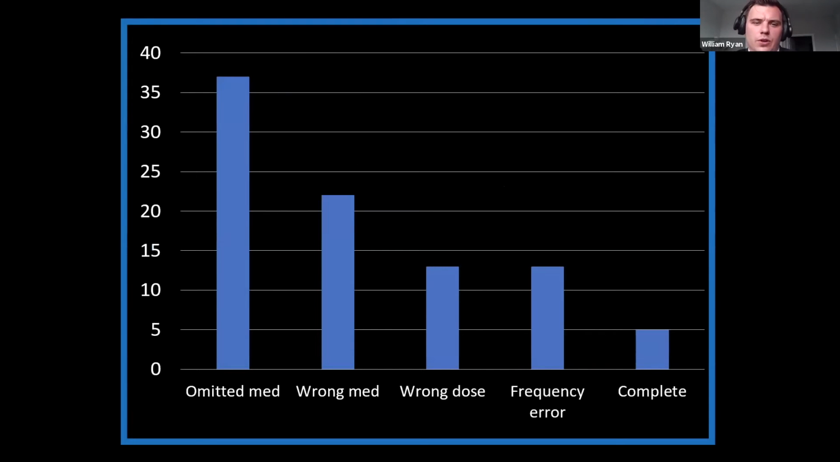And this is just a figure showing the data that I previously mentioned. As you can see, the two types of errors that we found were the highest for the omitted medications and the wrong medications, which is what we labeled as the major errors. As you can see from this figure, the major errors actually constitute the majority of medication errors that we found.